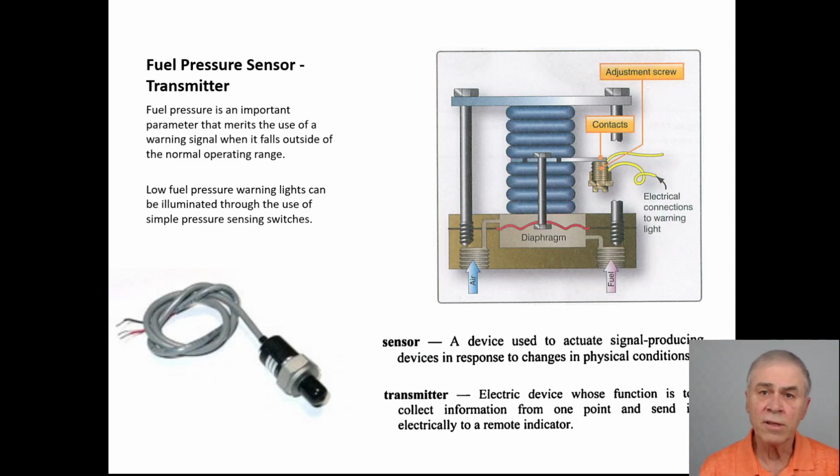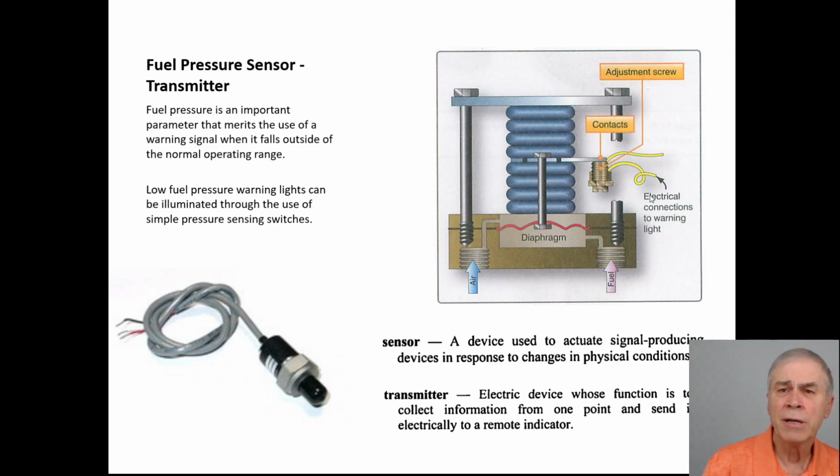Since we're adjusting the fuel pressure mechanism or the pressure sensitive mechanism, what is that usually? That could be called a sensor or a probe or a bulb. I'm seeing one on the lower left of the screen. Fuel pressure is an important parameter that merits the use of a warning signal when it falls outside the normal operating range. Low fuel pressure warning lights can be illuminated through the use of simple pressure sensing switches.